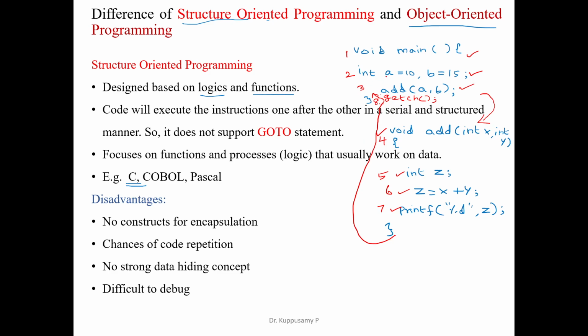So the instructions, the number of statements, are executed one after another in serial manner. Okay, the structure oriented program will execute the given statements in the program one by one in serial manner. That's why it is called structure oriented programming. And so it is executing one by one. There is no usage of the go to statement. So the go to statement cannot be used here.